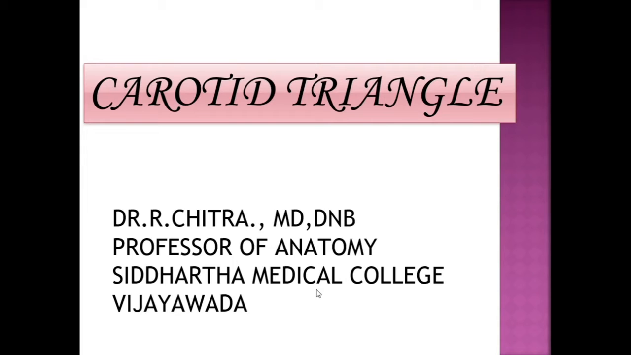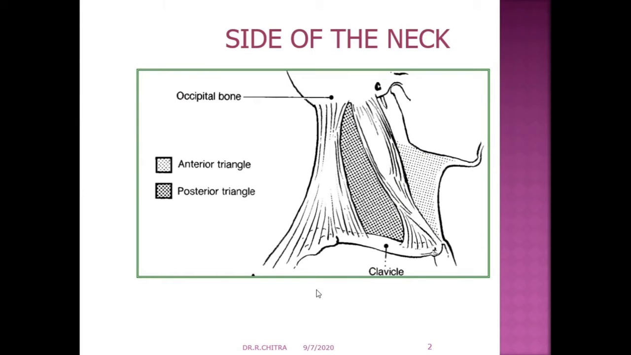Now we will move on to the topic carotid triangle. So we have seen in the last class the side of the neck is divided by the sternocleidomastoid muscle into anterior triangle in the front and posterior triangle in the behind. Anterior triangle has the apex below and base above. Posterior triangle has the apex above and base below.